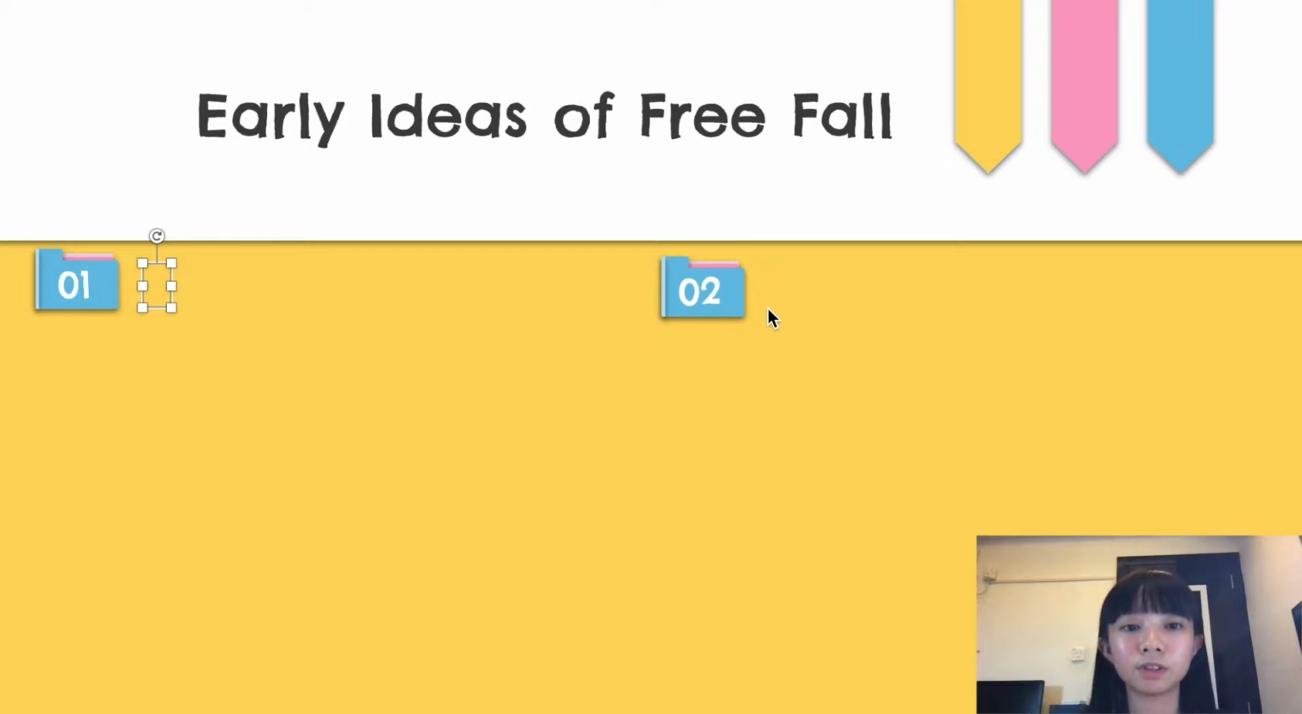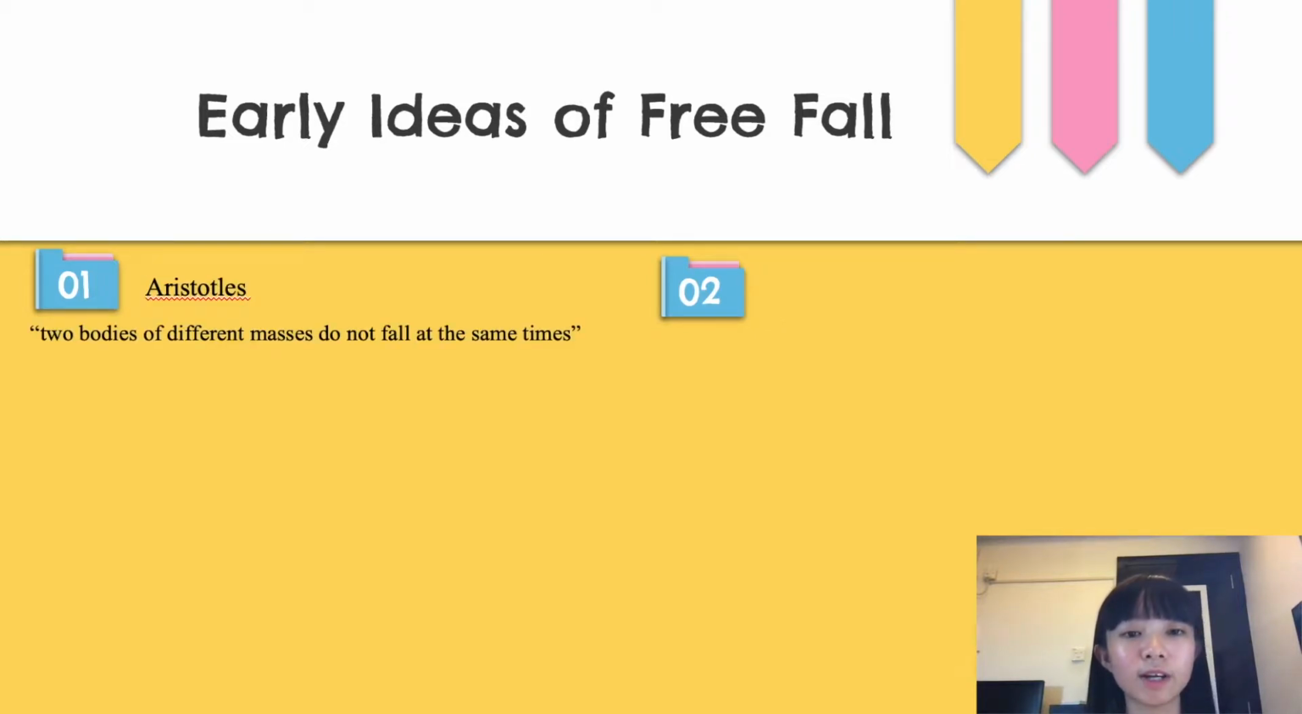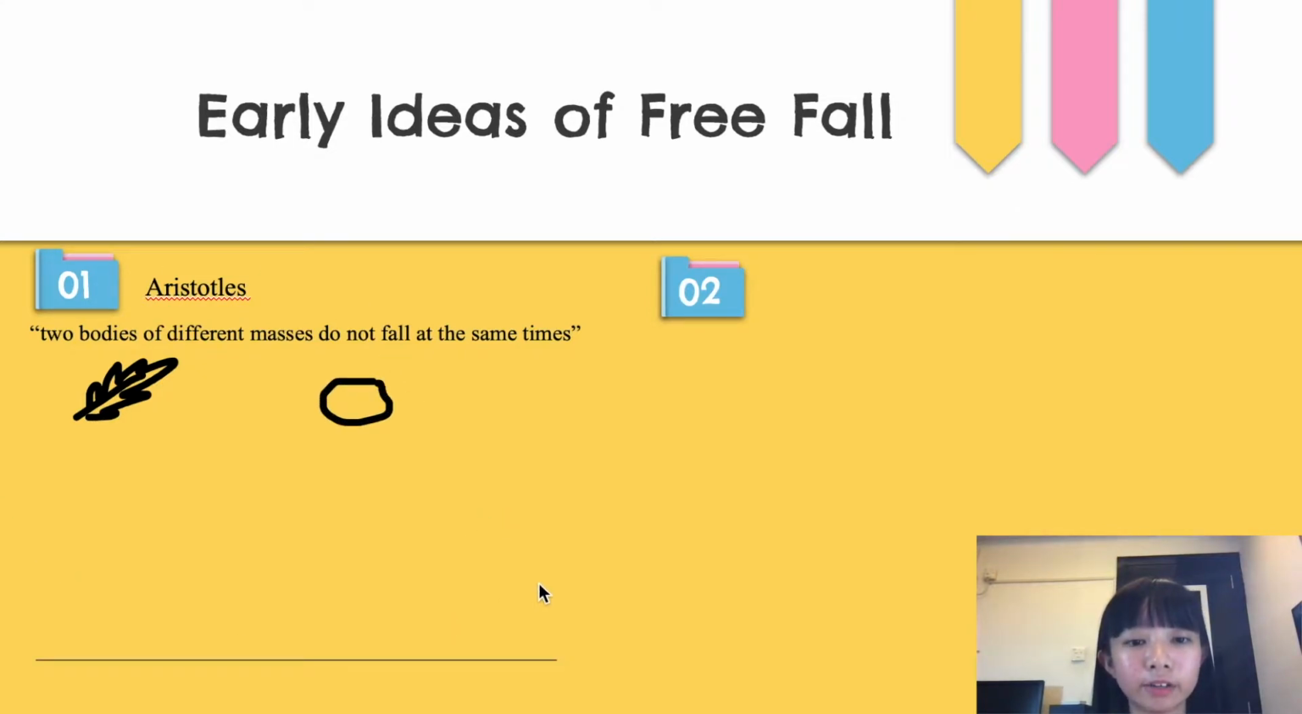Early ideas of free fall. The first one, we have Aristotle, who stated that two bodies of different masses do not fall at the same time. For example, if we have a feather here and we have a rock. Now in this diagram, if we are going to drop the feather and the rock at the same time, which will touch the ground first? The answer is the rock will touch the ground first.